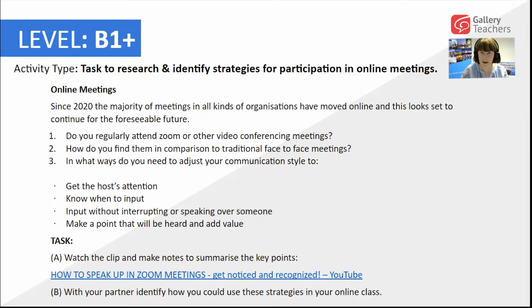These strategies are very useful. So here we have a quite simple task, but that's very useful and has been refined and targeted specifically for current needs.